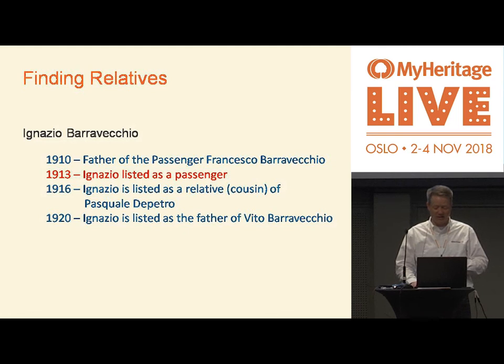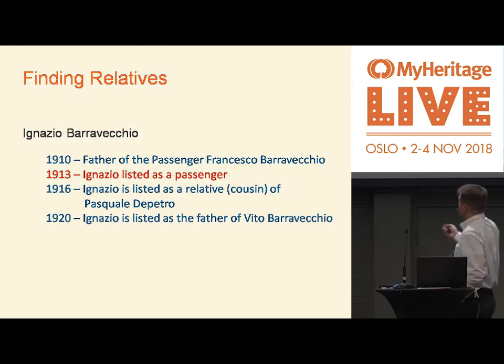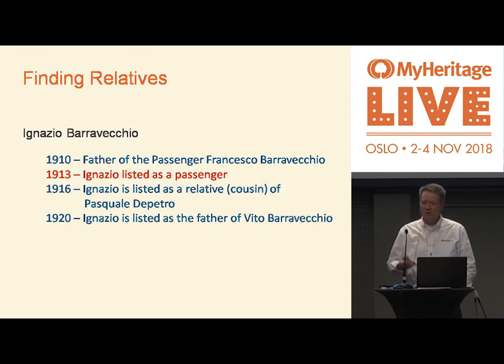1916, he's listed as a cousin of a Pasquale di Petro. So again, we have some information about some relationship here between Ignazio Beravecchio and Pasquale di Petro. And then finally, in 1920, he's listed as the father of a Vito. And I thought there was one as well where he's potentially also the husband. I may not have put that one on the slide. He was listed as the husband of a Francesca. So we're getting all sorts of new information here about this family that's in the index that hopefully is going to help us find more records.